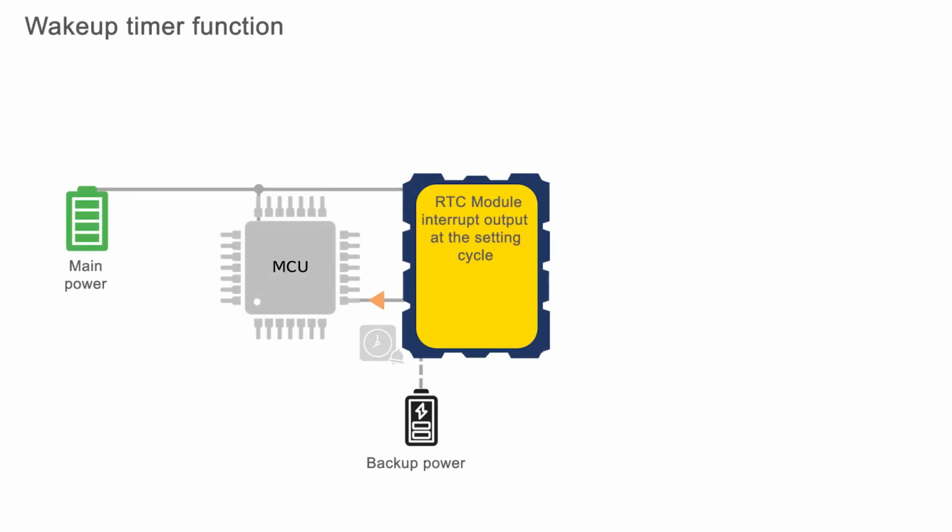The RTC module outputs an interrupt to the MCU at a set cycle. When the system does not need to operate, the MCU is in sleep mode. When the system needs to operate, the RTC can send an interrupt output signal to wake up the MCU from a low-power sleep mode. Periodic intermittent operation is possible.